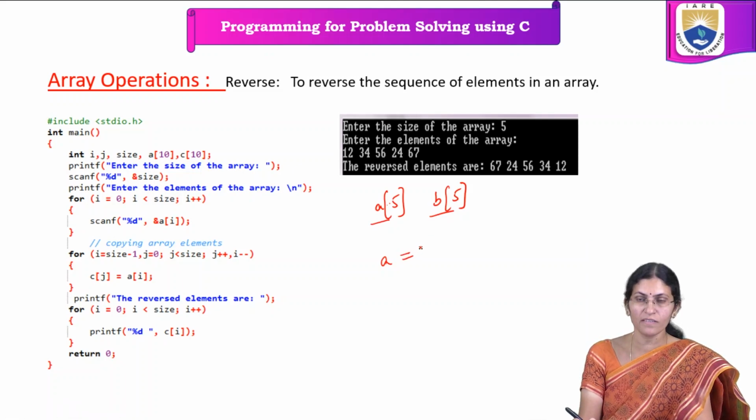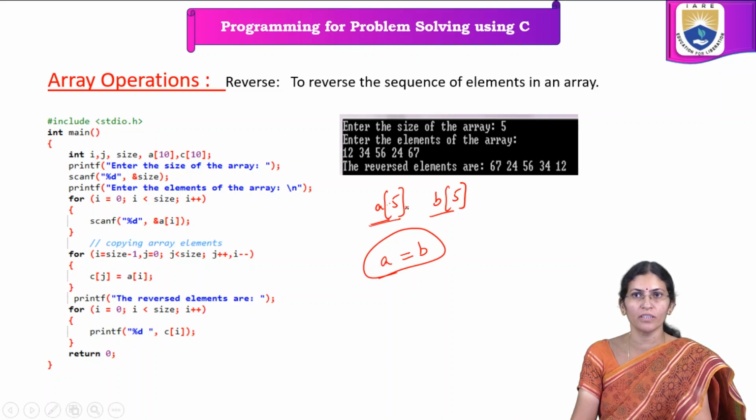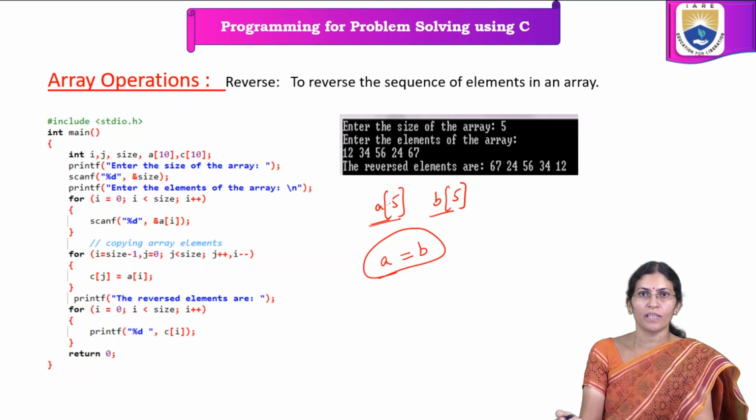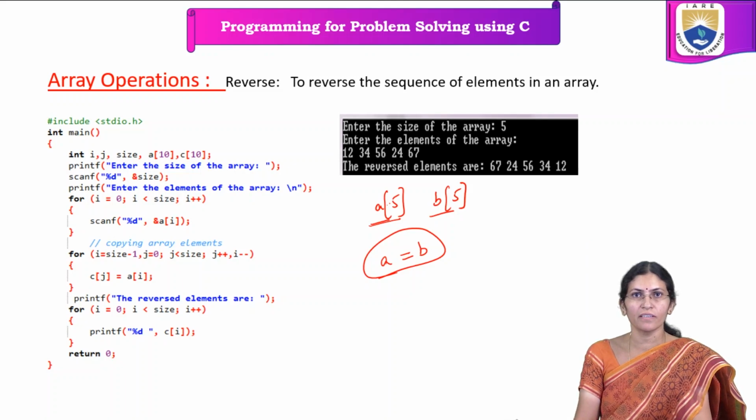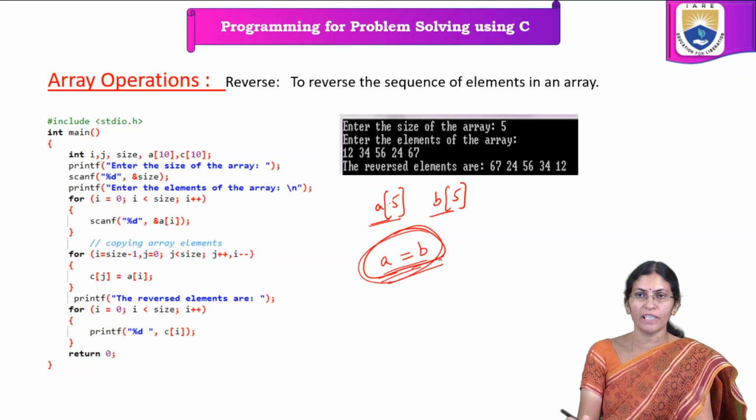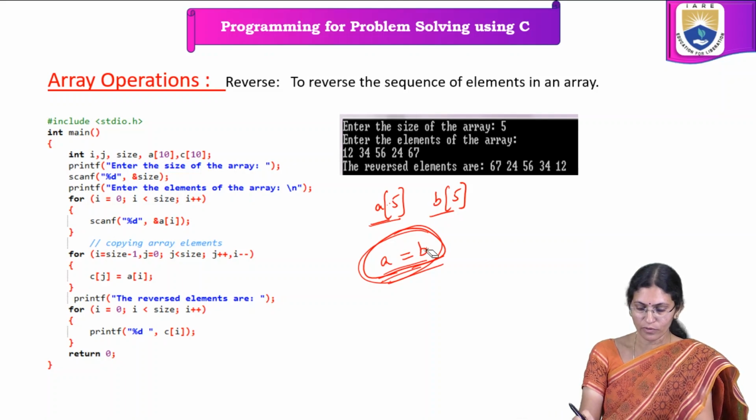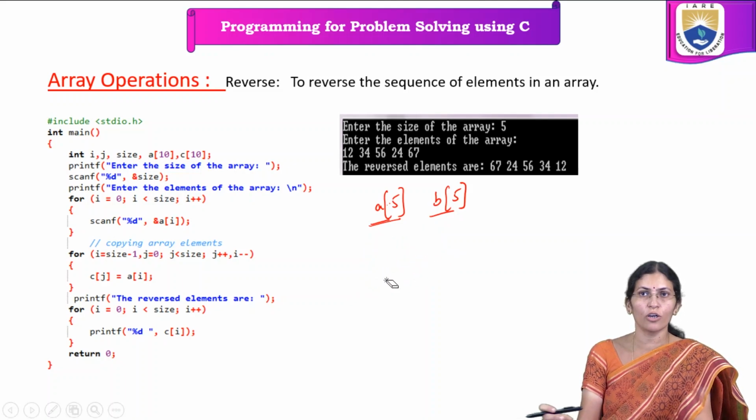Just by using the assignment operator, A is equal to B, it is not possible to copy the elements of the array. We have seen the copy operation in the previous video lecture, so you can go through that video lecture first. To get an introduction to arrays, the title of that video lecture is Arrays in C. Directly by using the assignment operator, we cannot copy the elements of the array. Instead, this operation has to be carried out element by element, index by index. There we have seen the copy operation.